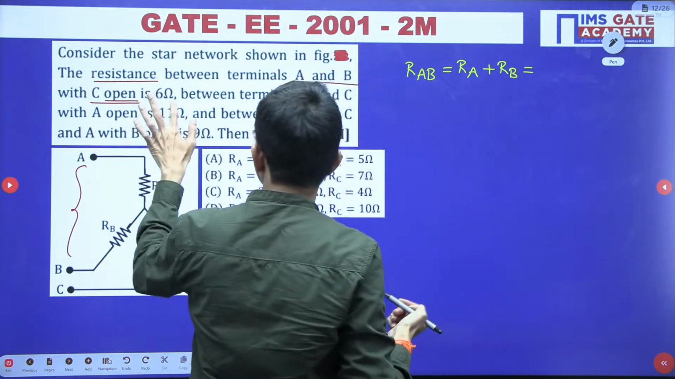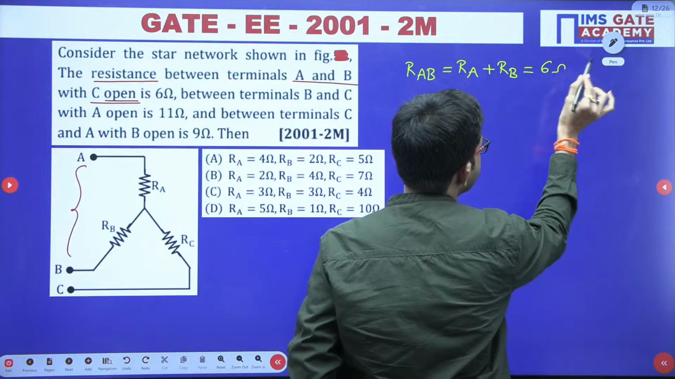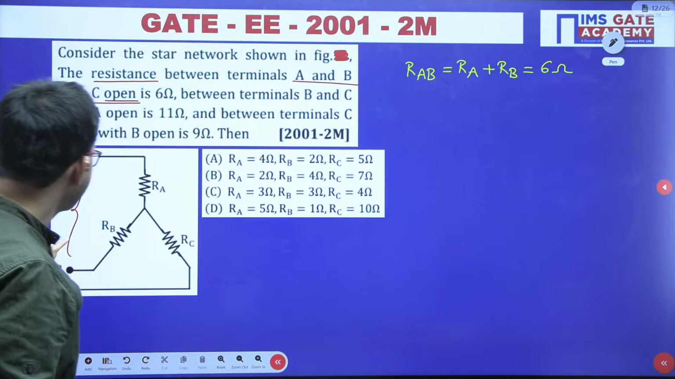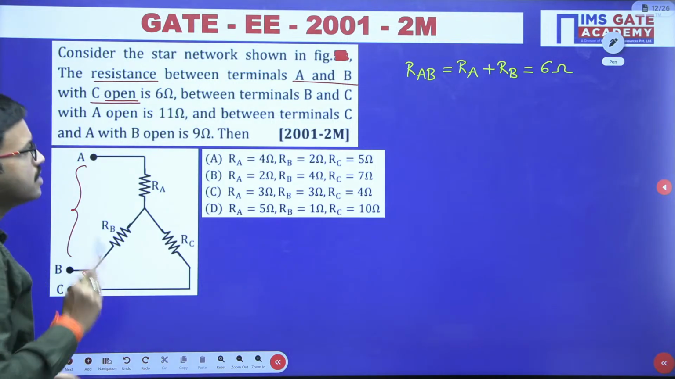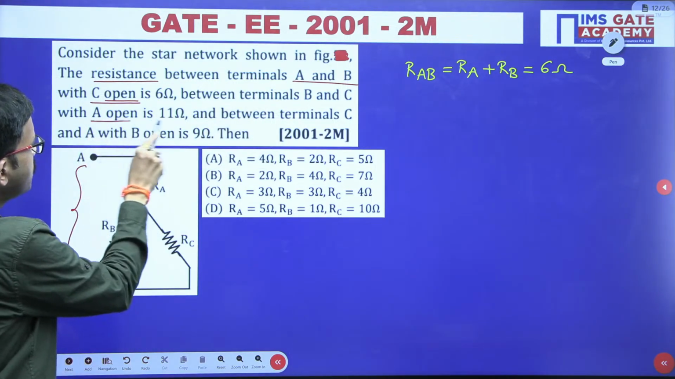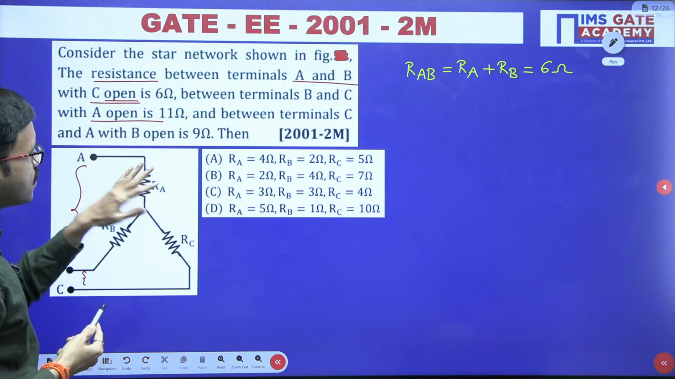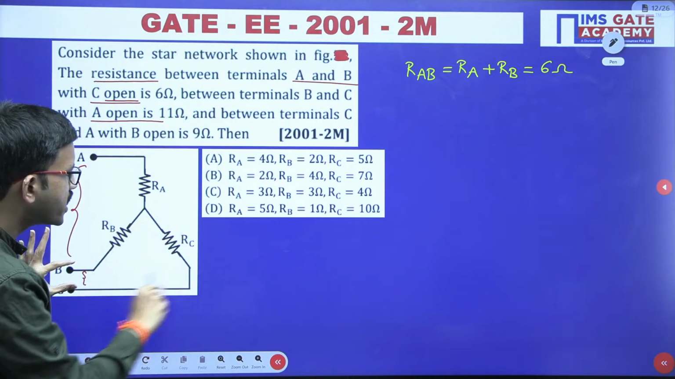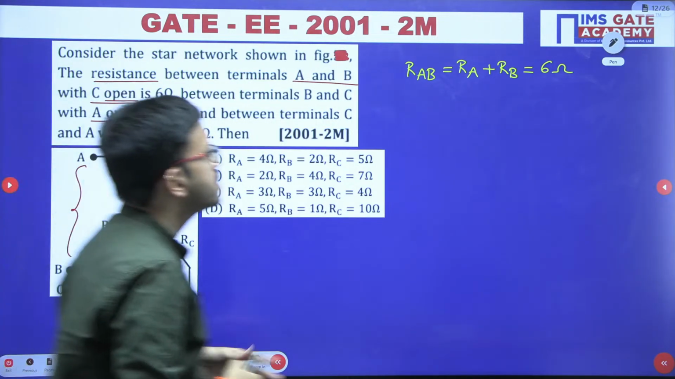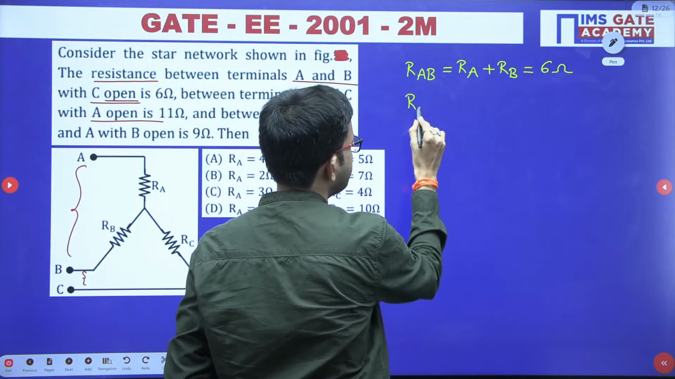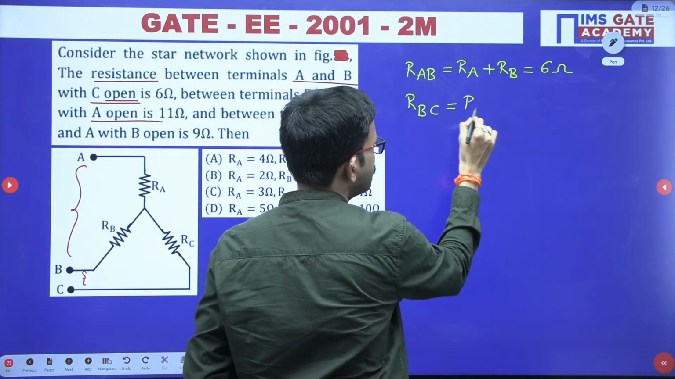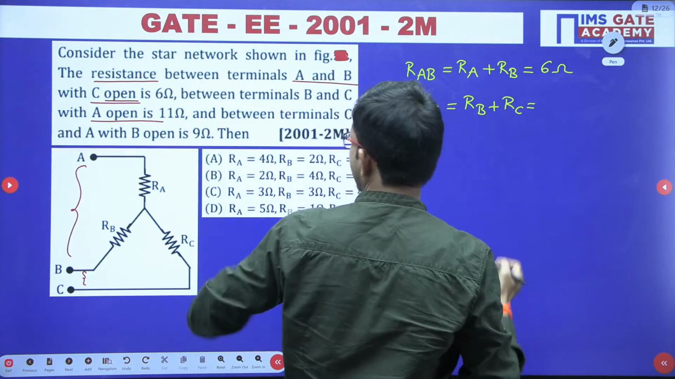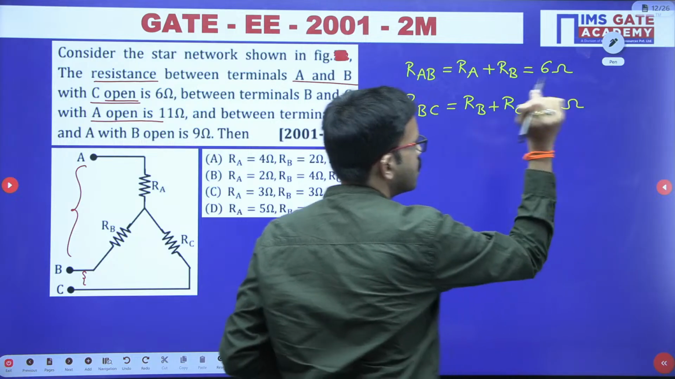RAB equal to RA plus RB, that is nothing but 6 ohm. Similarly, you can observe between terminals B and C, with terminal A open. So that means now the RA resistor you can remove from the circuit. Then between B and C, these two are connected in series, right? So in series we can add the resistors. So RBC equal to RB plus RC. So in this case they have given as 11 ohm.